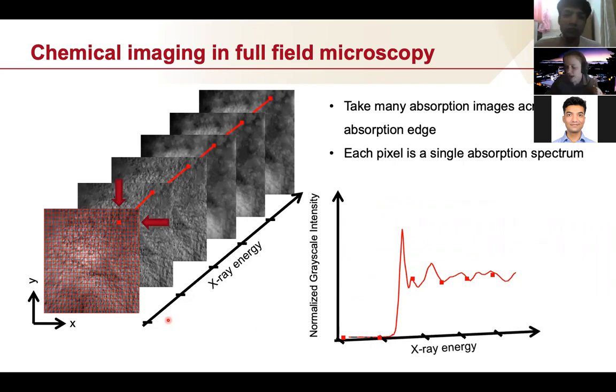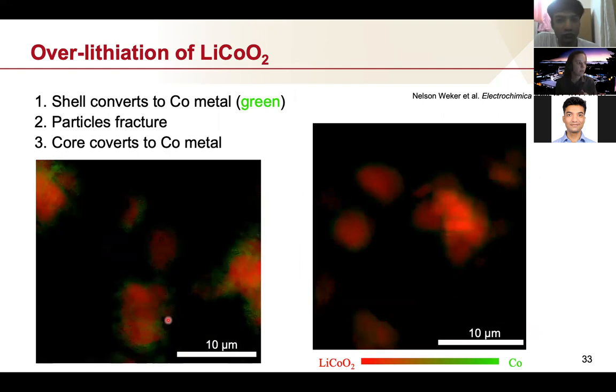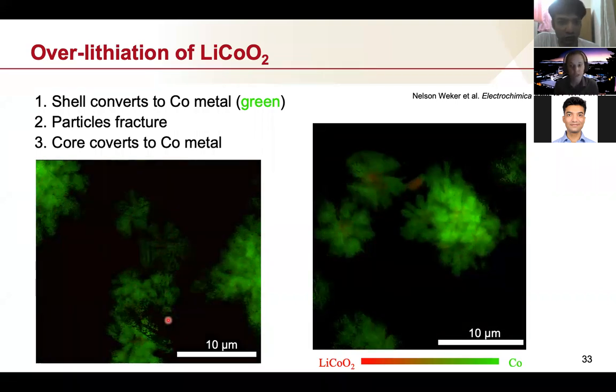And similar to how I did linear combination fitting on the single spectra, as I did in the bulk sample, we can do this for every single sample or every single pixel on our detector. And so we've done this. These are two different batteries, two different locations during over-lithiation. Red is lithium cobalt oxide, green is cobalt metal.